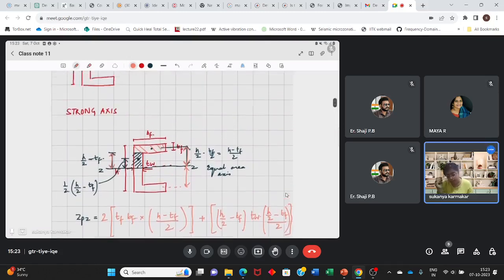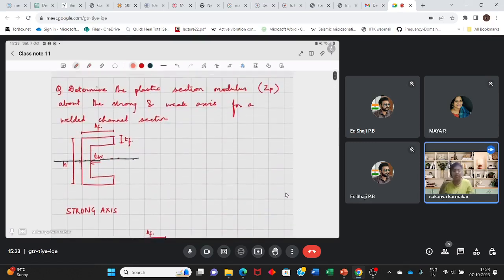Now we'll have to find the plastic section modulus about the weak axis. About the weak axis means about the ZZ axis. Suppose the YY axis is somewhat in this direction. Now I don't know the position of the equal area axis. So first we'll have to figure out that, and then you can calculate the plastic section modulus.